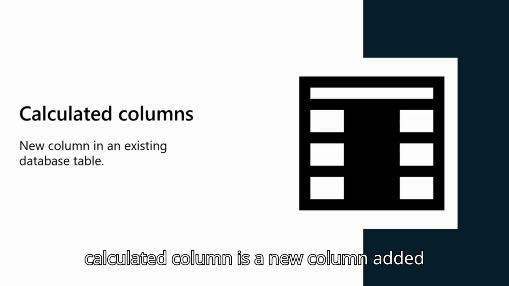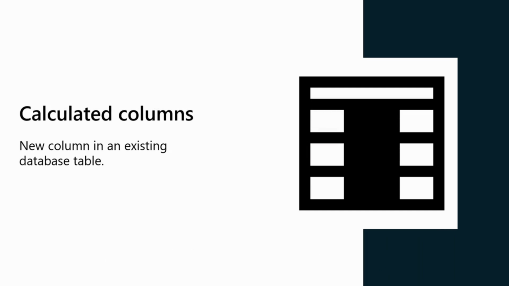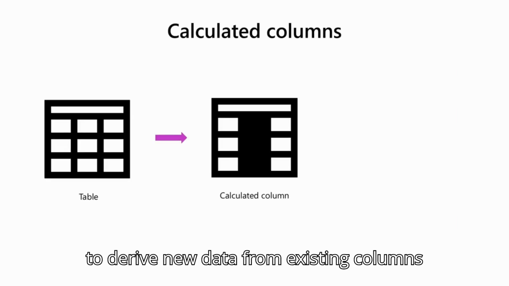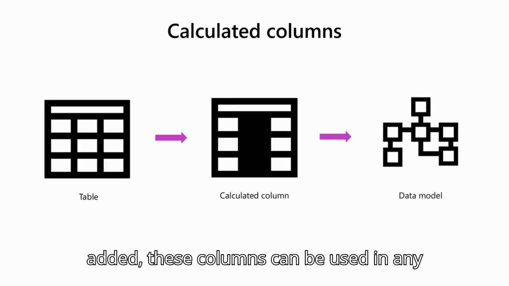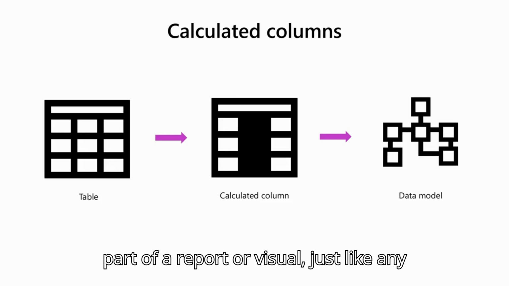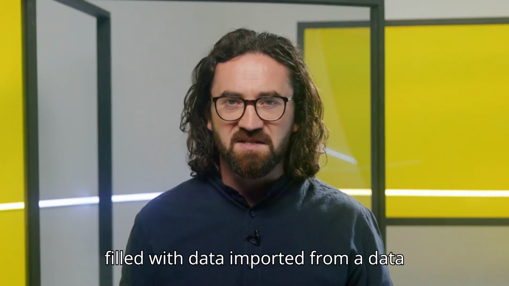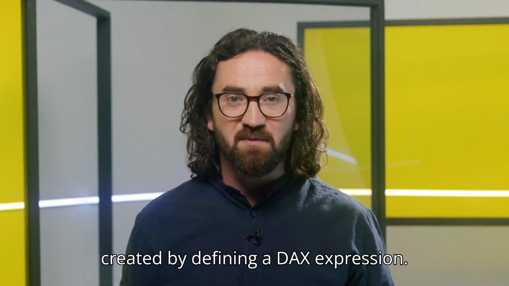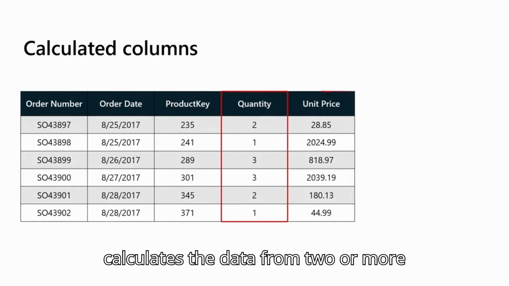A calculated column is a new column added to an existing data table in Power BI. Data analysts can use calculated columns to derive new data from existing columns and add it to the data model. Once added, these columns can be used in any part of a report or visual, just like any other column. Traditional columns are filled with data imported from a data source. A calculated column is created by defining a DAX expression. You can create a DAX expression that calculates the data from two or more columns.